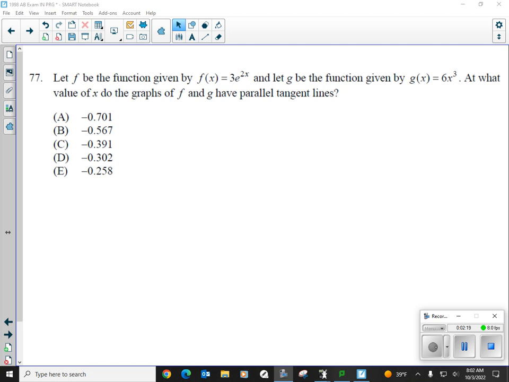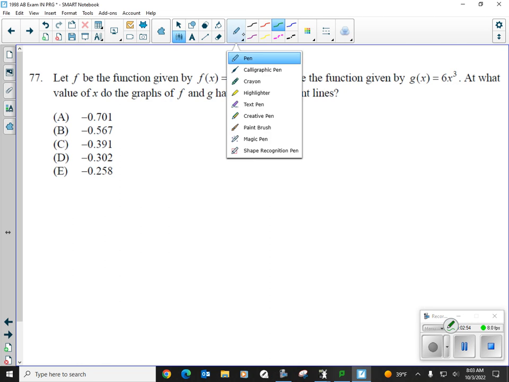77 oozes calculator. How do I know? Look at our multiple choice responses. They're all 3 decimal places. You are not going to calculate that with your brain. So 77 says, let f be the function given by f of x equals 3e raised to the 2x, and let g be the function given by g of x equals 6x cubed. At what value of x do the graphs of f and g have parallel tangent lines?